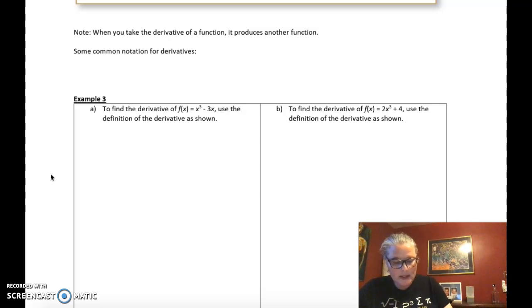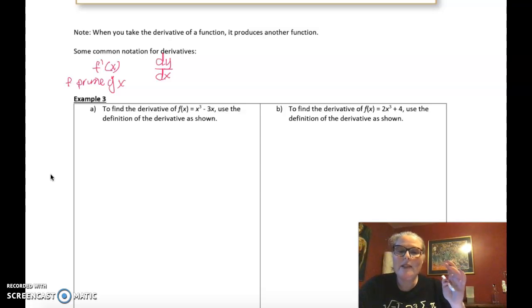One of the most common ones is f prime of x, and you say it is called f prime of x. That's how you read it, and it produces a new function. It's not the same function, it is a new function in and of itself. Another common way is the differential called dy dx. You write dy over dx.